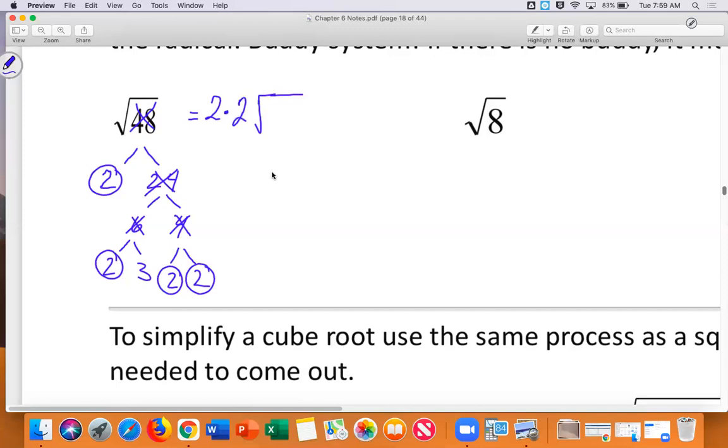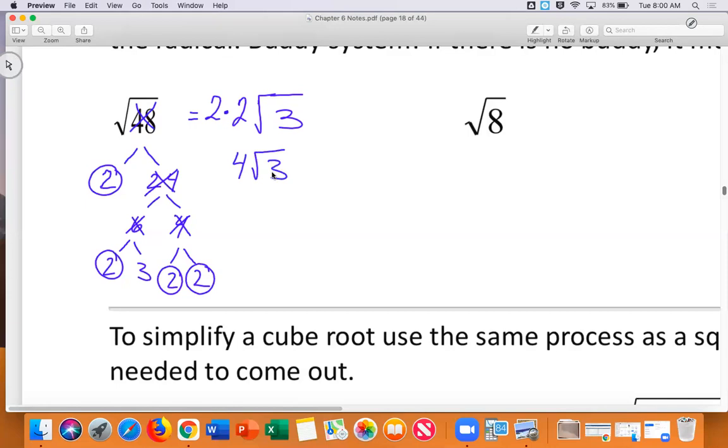And do you see this 3? Do you see how it didn't have a friend, so to say? That goes inside the house. Are you okay with that? Yeah. What's 2 times 2? So the square root of 48 is equal to 4 root 3.